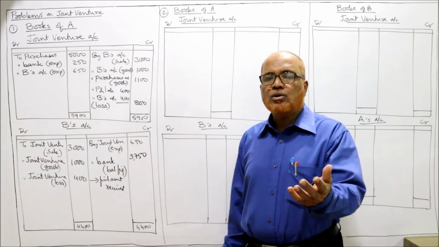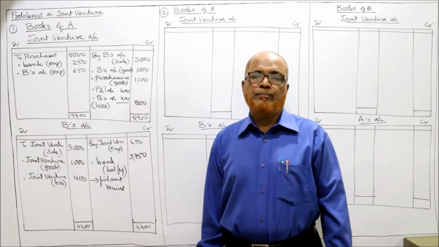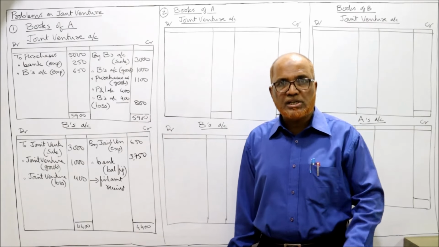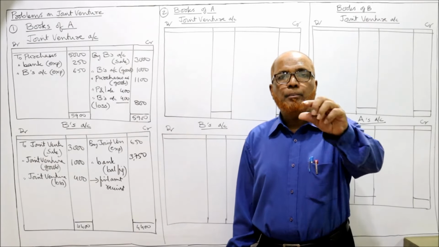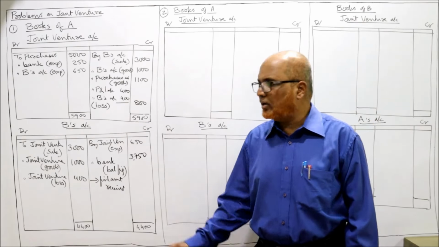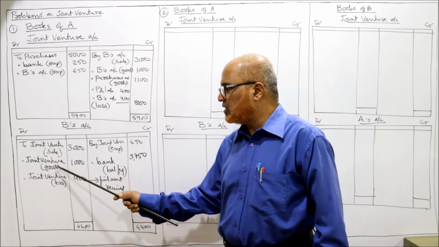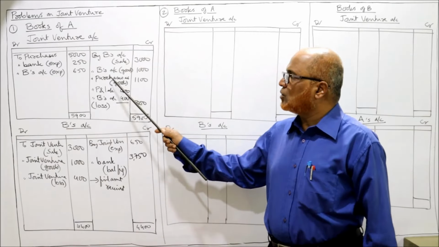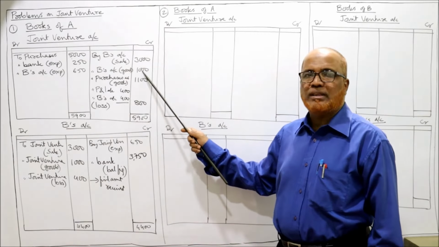Now 1,000 worth of goods are taken over by B. B 1,000 रुपए के goods ले रहा. तो उसकी एंट्री B's account debit to joint venture. B को डेबिट करेंगे to joint venture goods 1,000. Joint venture को क्रेडिट करेंगे by B's account goods 1,000.